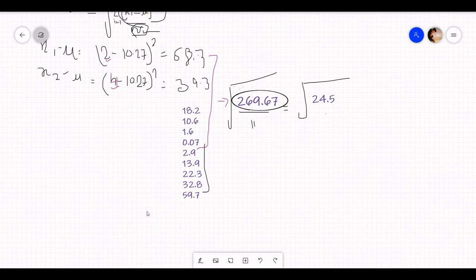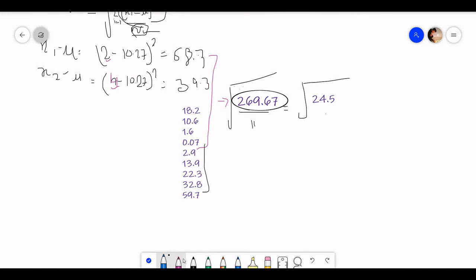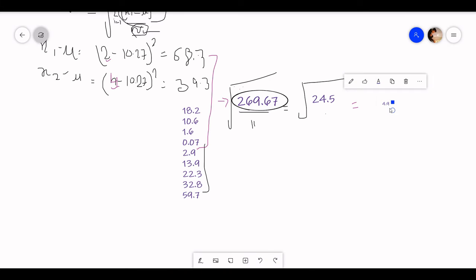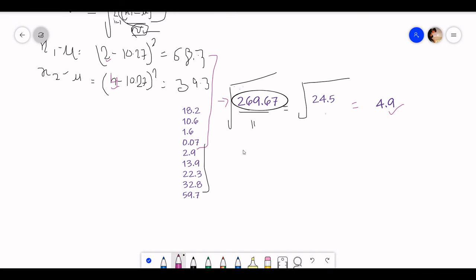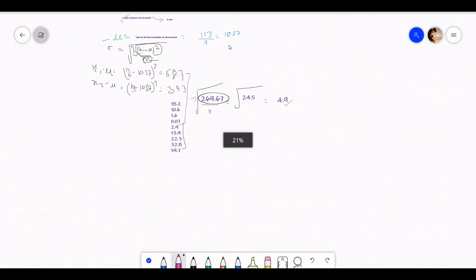Now the square root of 24.5 will be nearly 4.9. It will be equal to 4.9. So now we have our standard deviation equal to 4.9 and our mean equal to 10.7.